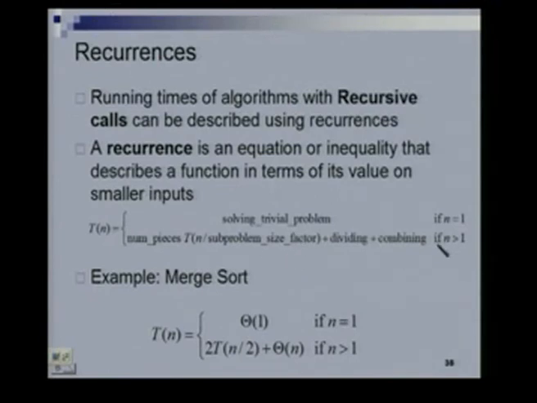And of course, this is when n is more. If n equals 1, then it is basically a trivial problem, and whatever is the time required to solve the trivial problem would be the value, the base case for this recurrence, or the initial condition for this.